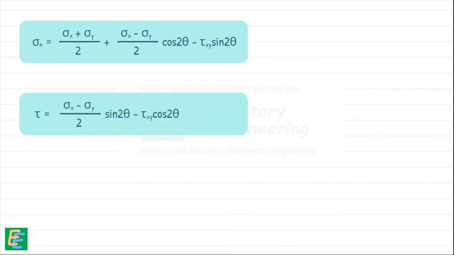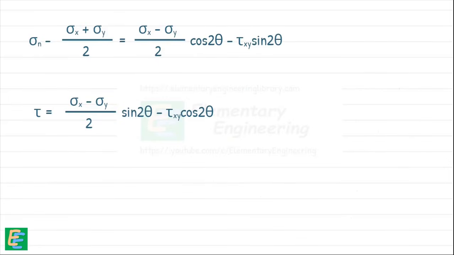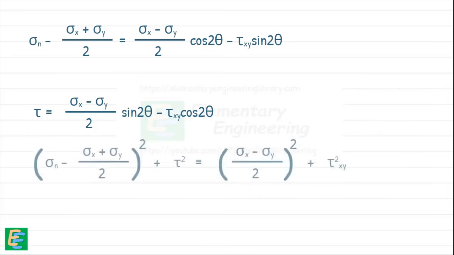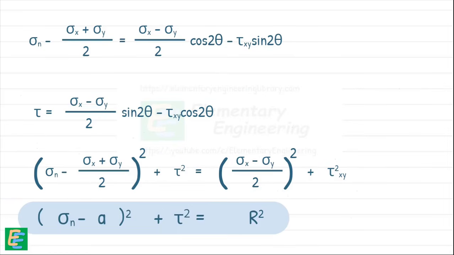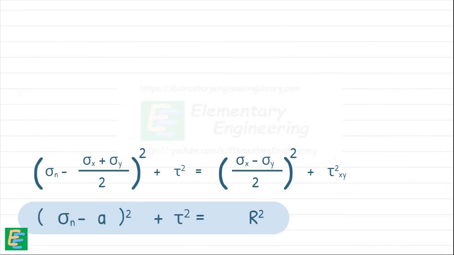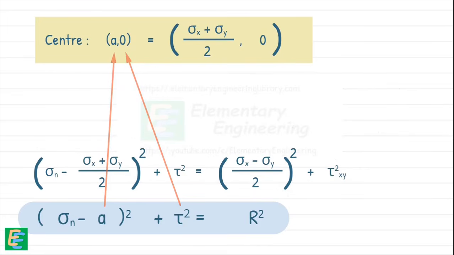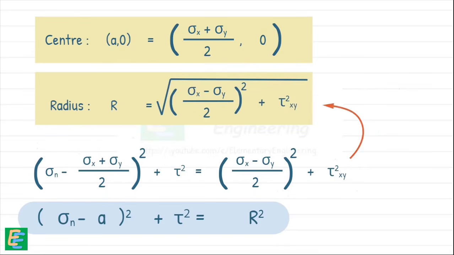To draw a Mohr circle, we first rewrite the equations after a little rearrangement. Next, we square both sides of the equations and add them together. This gives us a new equation. This equation represents a circle with the following form. The center of this circle can be given as this, and its radius is given by this.